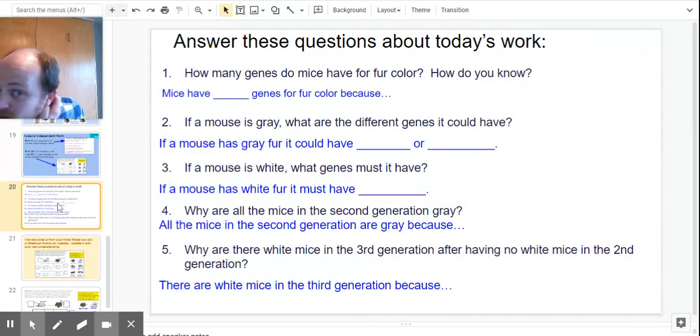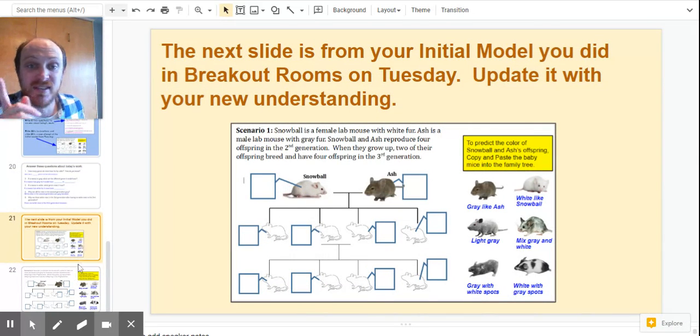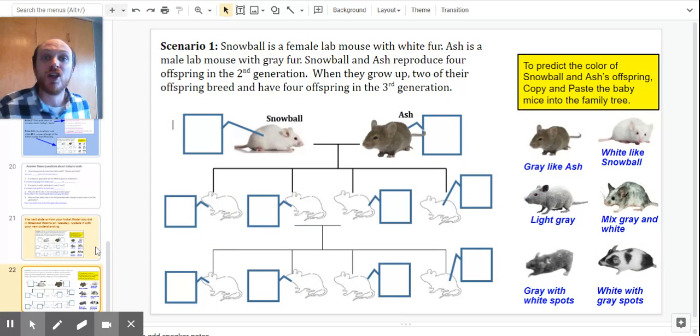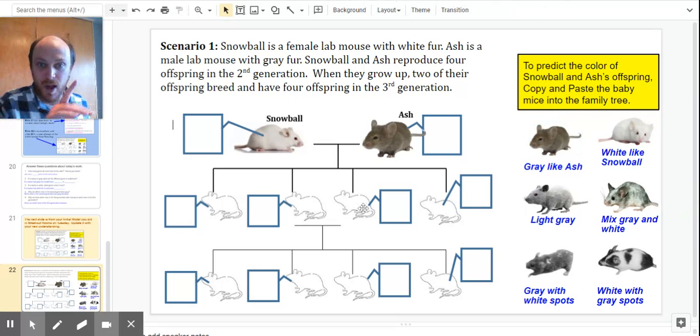Okay, so in your independent work, I want you to answer these 5 questions. I've given you sentence starters for each one, so you can totally do this. Then slide 21 says that slide 22 is your initial model. I want you to update this. Now, you did this on Tuesday, but chances are it wasn't perfect, so make it perfect now. Show me the genes in the box and the babies over here. Copy and paste them all just like you did on Tuesday.